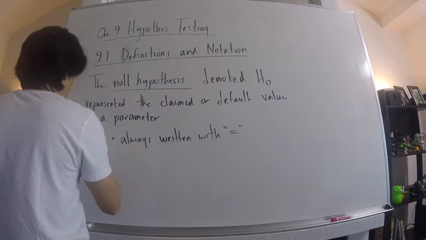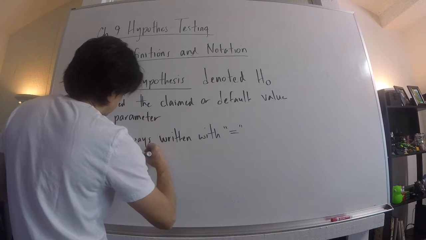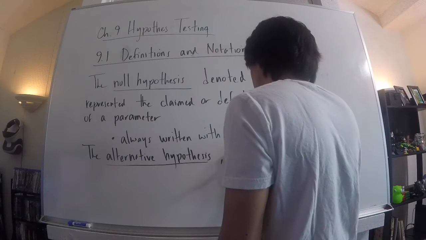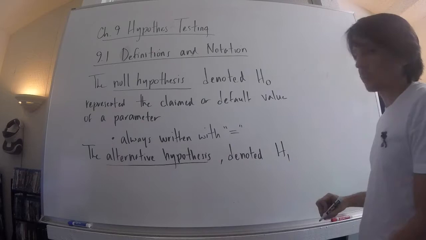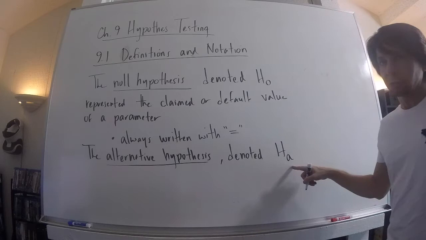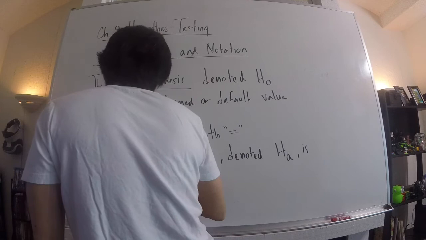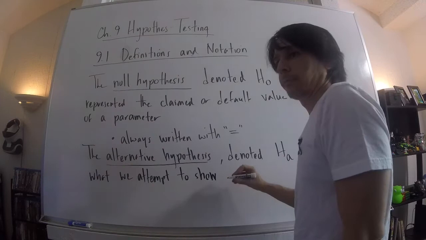Then the alternative hypothesis, denoted, and different books denote different things. Some will say H1, that's not what we're doing, but if they have H0 and H1, we're going to use HA. Our book uses HA, A for alternative, so that'll be a little bit more helpful. It is what we attempt to show using sample data.